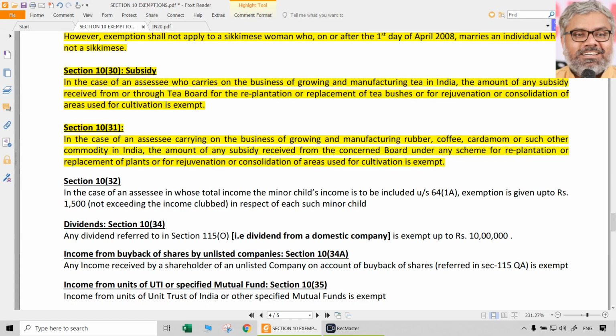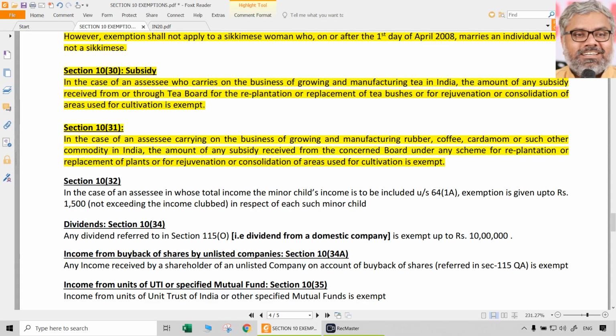Now, there are 2 things which are general things once again. You can just remember them. Subsidies given for growing and manufacturing tea in India. A subsidy received by that person from the Tea Board for the replantation or replacement of tea bushes, or for regeneration or consolidation of areas used for cultivation. A subsidy received by a person who is growing and manufacturing tea in India from the Tea Board is exempt. Why would the Tea Board give just any subsidy? It will give it for replantation or replacement of the tea bushes. If it gives, such a subsidy is exempt in the hands of the growers and manufacturers of tea.